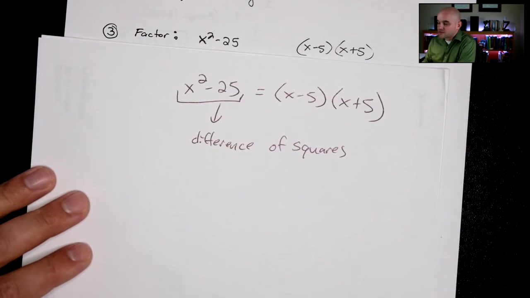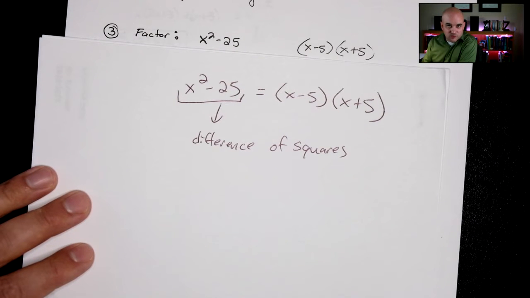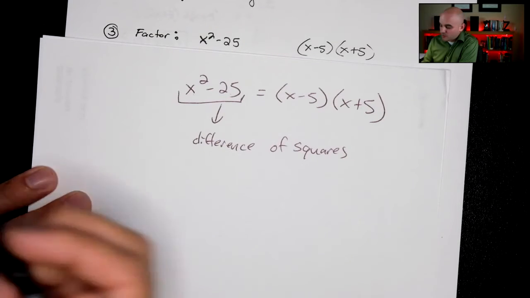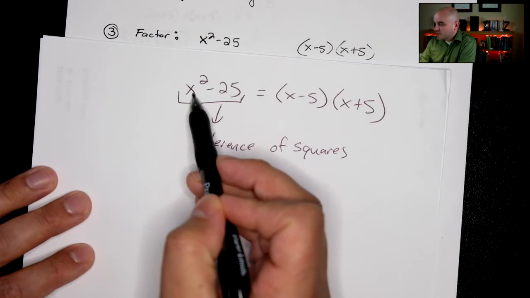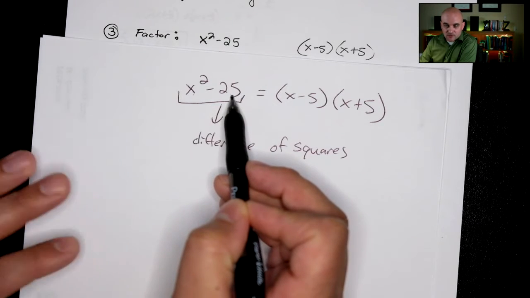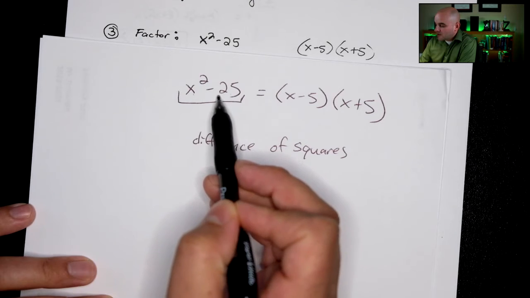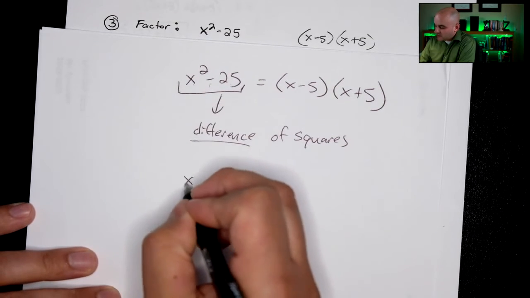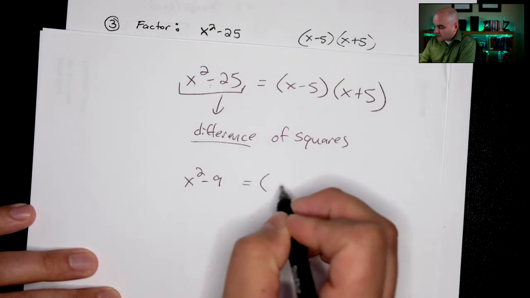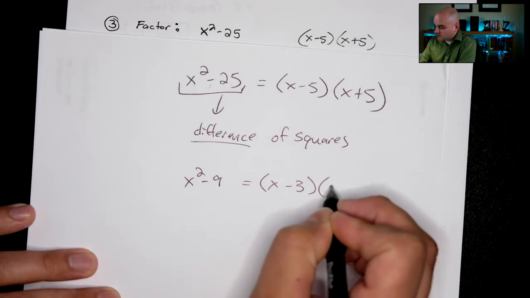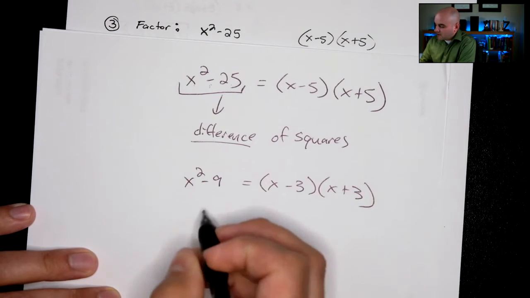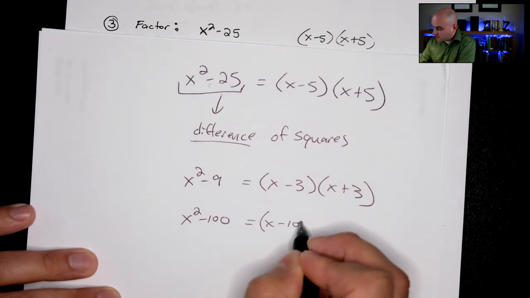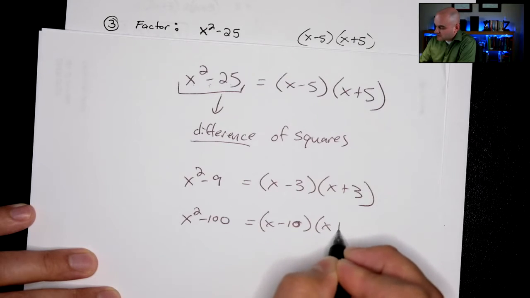So how do we recognize the difference of squares? First, we want two terms or a binomial, 1, 2. Second, they have to be squares, so perfect squares. In this case, we've got x squared, which is a perfect square, and 25, which is the perfect square of 5 there. And then there has to be a difference, meaning a minus sign in between them. So we could have something like x squared minus 9. That would factor into x minus 3 times x plus 3. We could have x squared minus 100, and that would be x minus 10 and x plus 10 there.